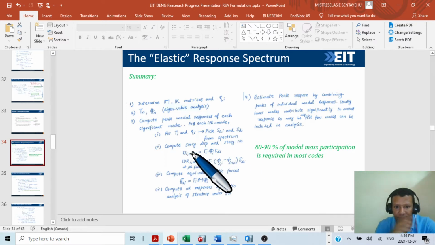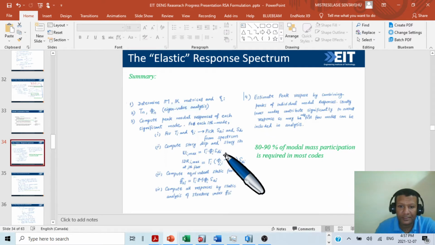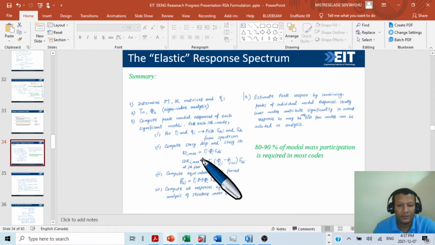Then compute the story displacement and inter-story drift ratio, also the same. This is the formula we are going to use. Mass participation factor times phi times SDI gives us Umax in that floor. Again, the inter-story drift maximum is the upper floor minus the lower floor, times the mass participation factor and SDI.